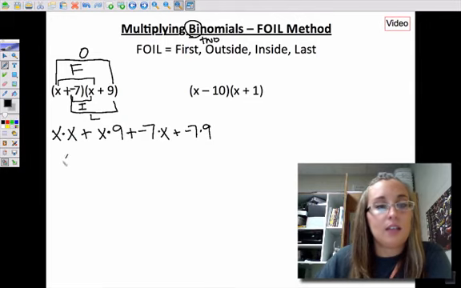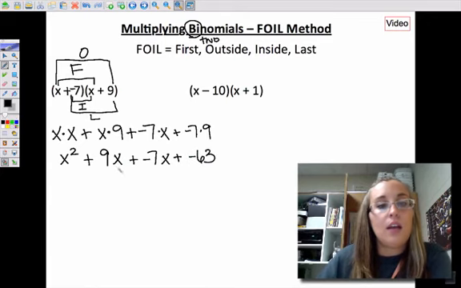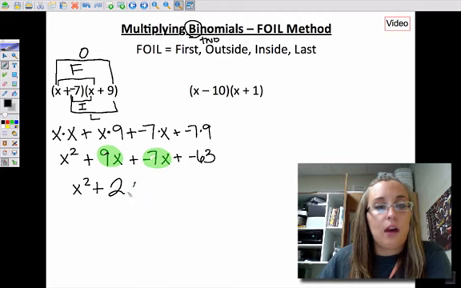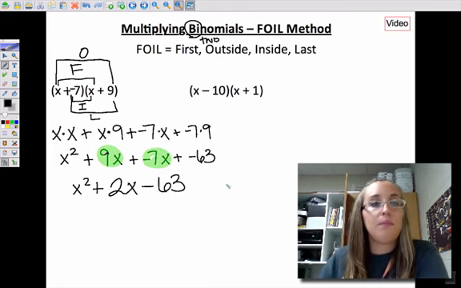We got x times x, that's x to the second power, plus x times 9, we write 9x. Negative 7 times x, we write negative 7x. And negative 7 times 9 is negative 63. Now combine my like terms here. We've got an x and an x to the first power. So x squared plus, let's go ahead and highlight these just for consistency. These are like terms. We're going to get 2x total. And then I'm just going to write minus 63 just because it's easier than plus negative 63, and they mean the same thing. And now I'm done.